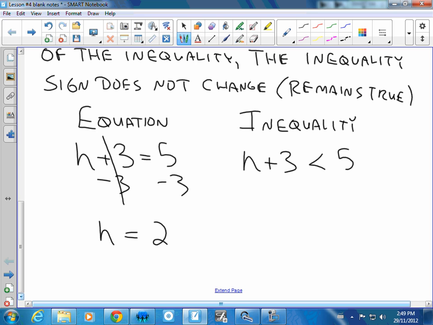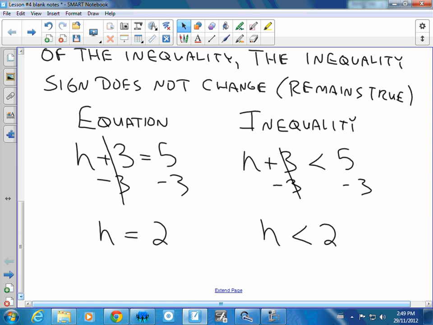Okay. Is h by itself? No. How do we get rid of the positive 3? Negative 3, and so what do we do on the right? Negative 3. Those are gone. h is less than 2. So you can still do the math, even though the sign is different, right? The inequality is different. You can still do the math. That doesn't change.